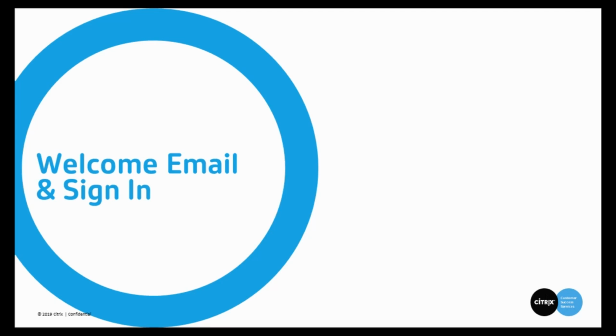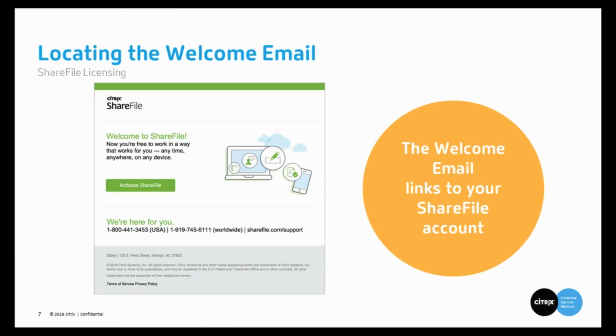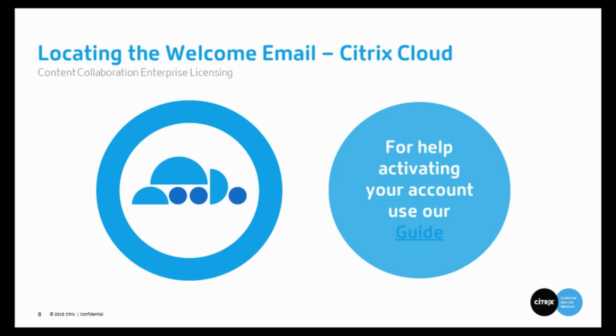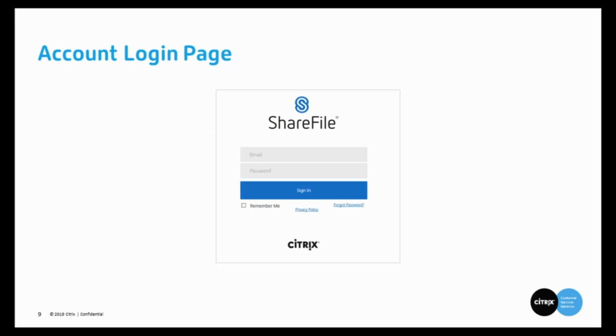So first things first, the admin of the account should be receiving a welcome email, and this is the initial email that ShareFile sends to the account owner or administrator. Depending on the version that you have, you should see something like this. But the important thing is that the account administrator should just click on Activate ShareFile in order to activate the account and start using ShareFile. Now, in case you ever need assistance on activating your account or you misplace the email, you can always refer to the resource available in order to get assistance.